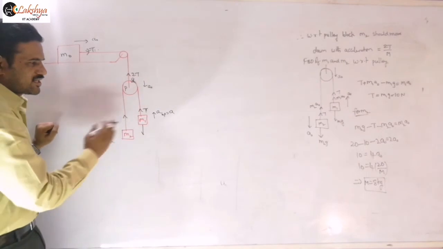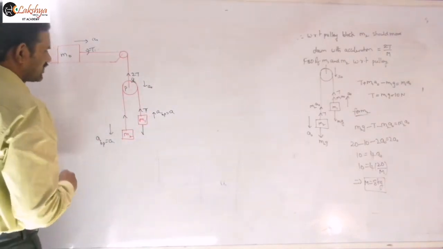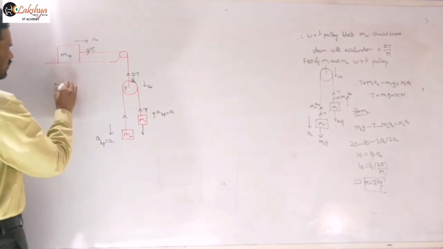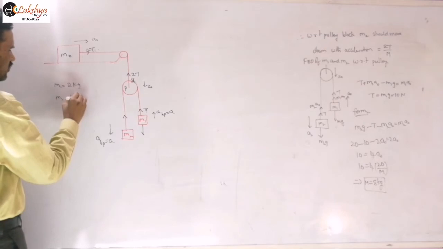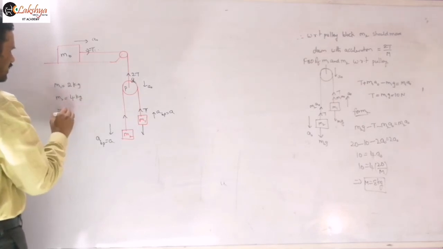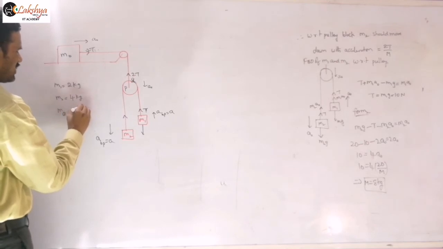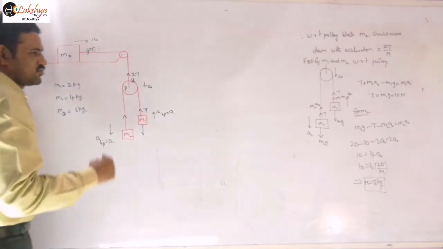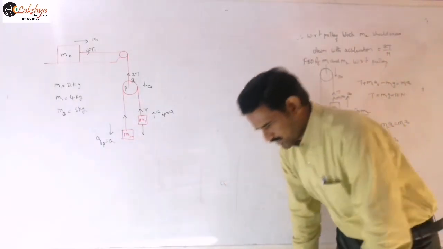Then you can write the force equations correspondingly, and then you can derive that. And for simplicity I am giving these values: m1 is equal to 2 kg, m2 is equal to 4 kg, and this m0 is equal to 6 kg. Then you may find the numericals here. Find the accelerations of that block, right?